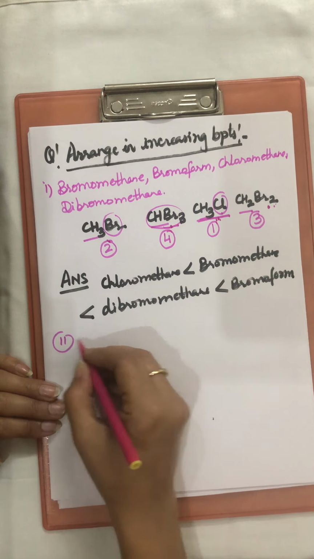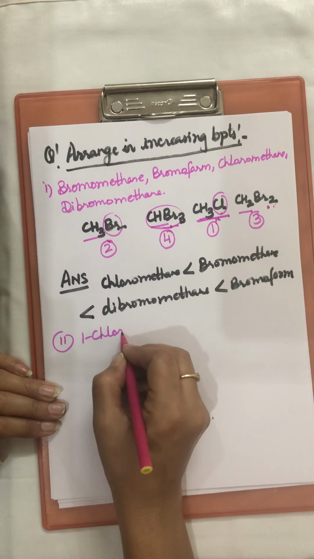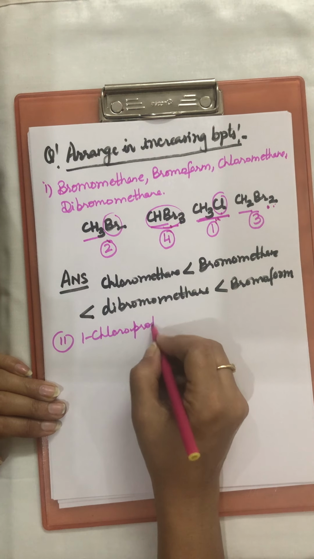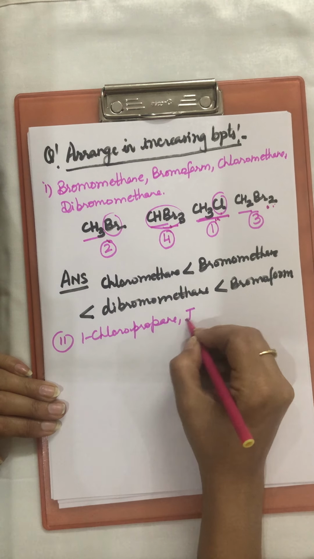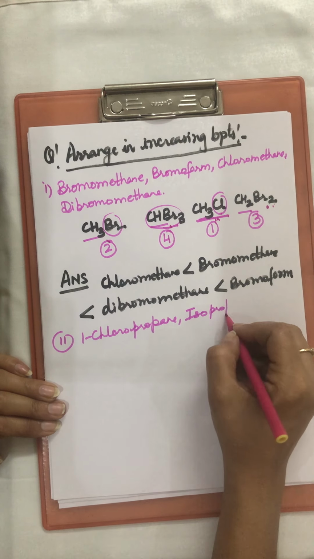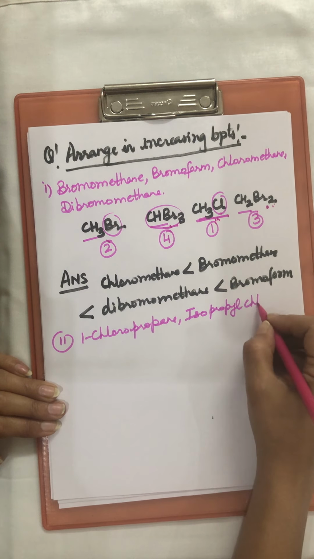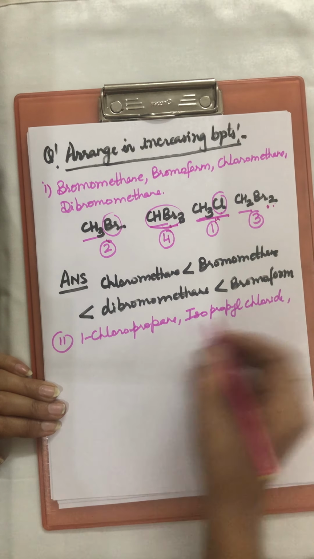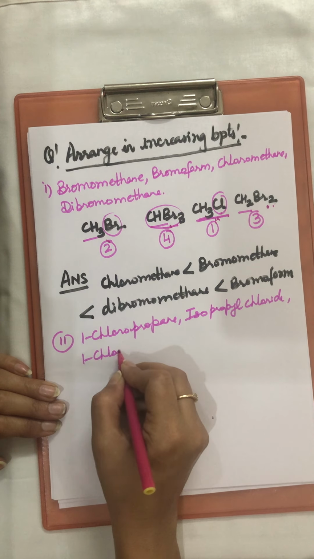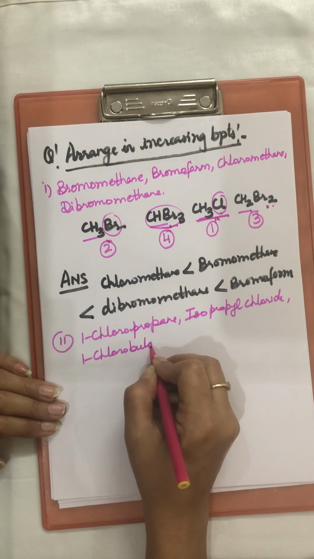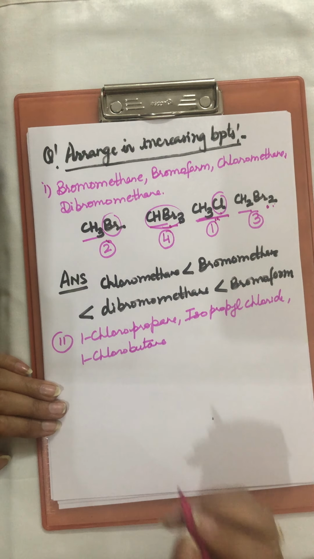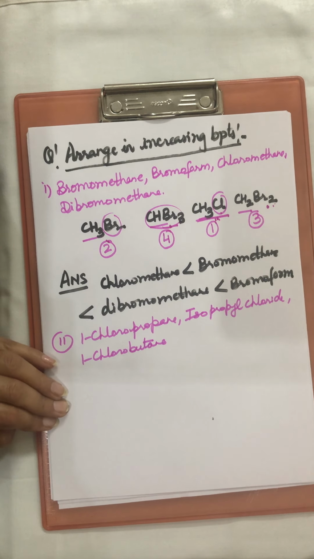Second question, 1-chloropropane, isopropyl chloride and 1-chlorobutane. Arrange these also in increasing order of their boiling points.